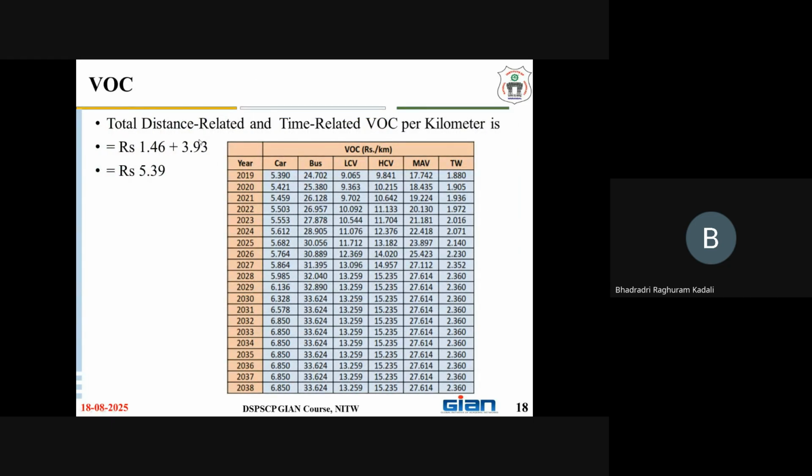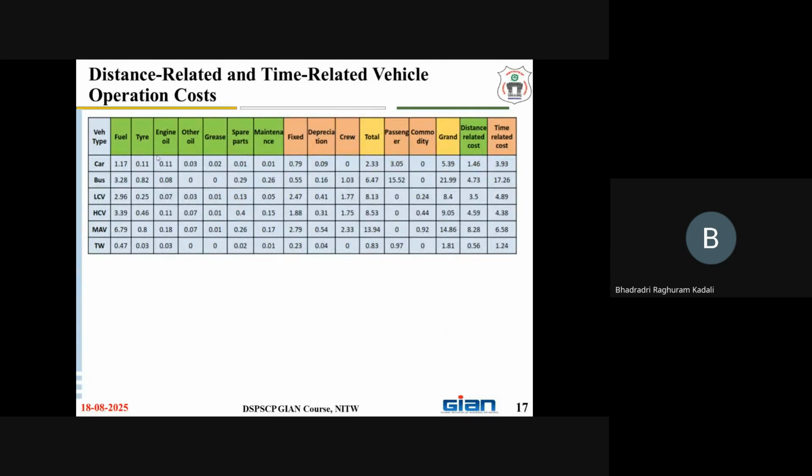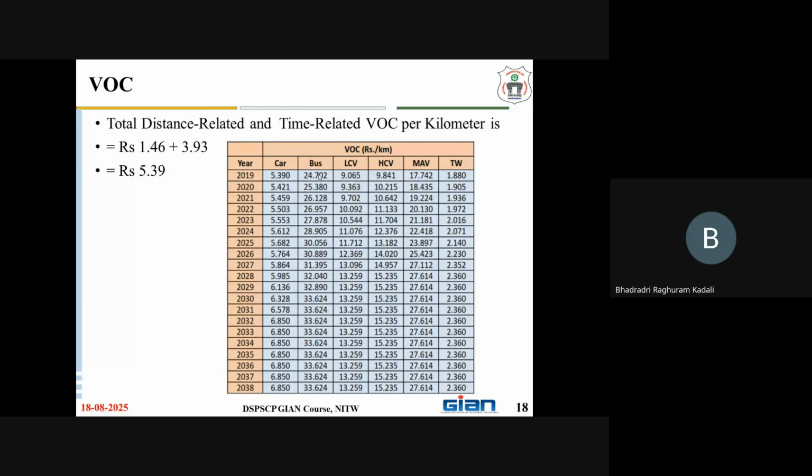So now what actually they have done, they added these two values together. Now the total distance related and time related vehicle operating cost per kilometer is estimated as 1.46 plus 3.93, total 5.39. So this is the case that we are generally looking at for the car. The same way for the distance and the time related, if you add 21.4.73 plus the 17.26, then you will get the value for the bus like that. We have all the categories of the vehicles.